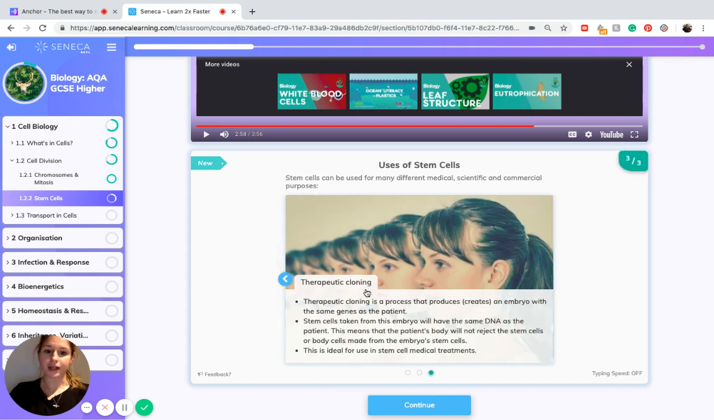And therapeutic cloning is another use. Therapeutic cloning is a process that produces or creates an embryo with the same genes as the patient. Stem cells taken from this embryo will have the same DNA as the patient. This means that the patient's body will not reject the stem cells or body cells made from the embryo's stem cells. This is ideal for use in stem cell medical treatments.